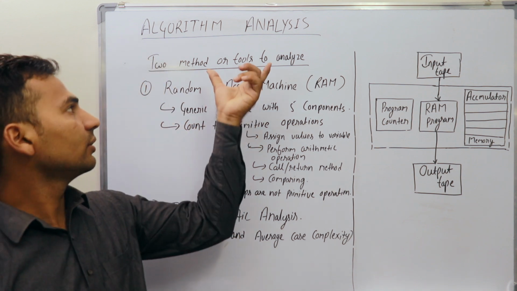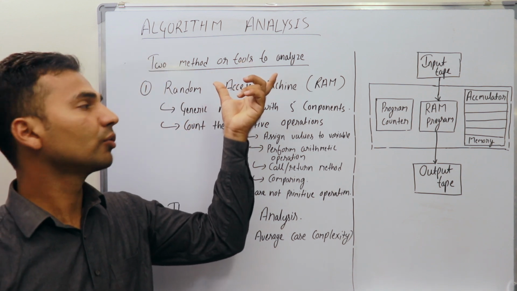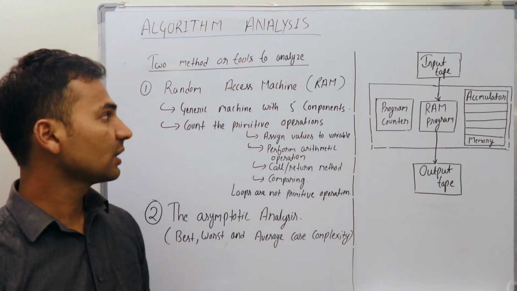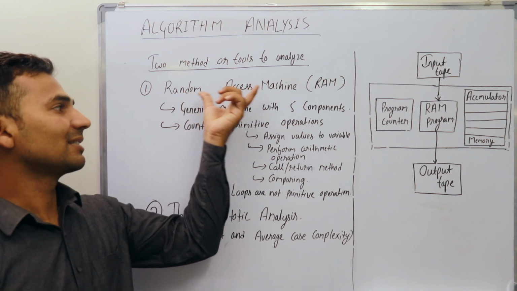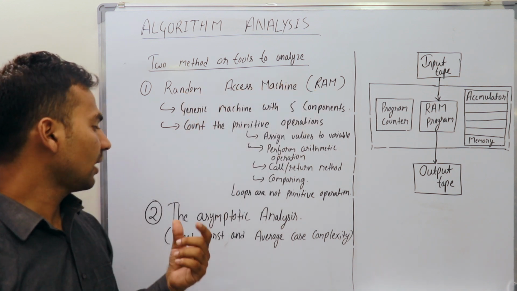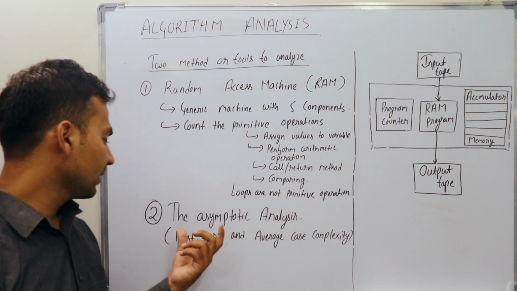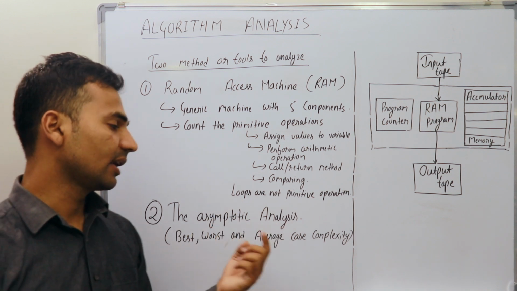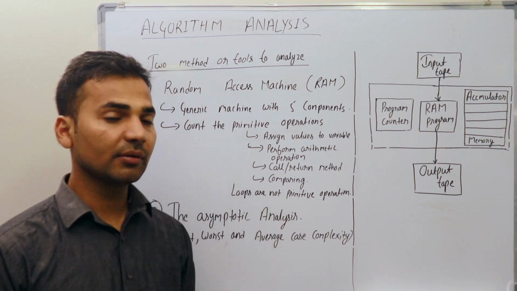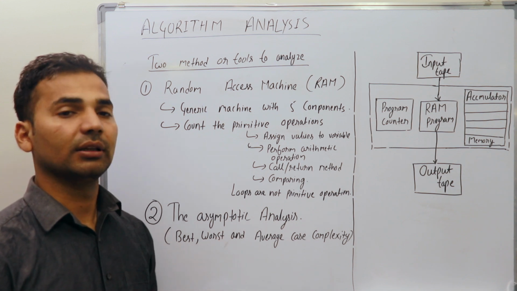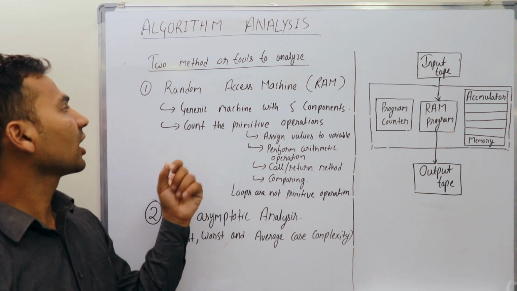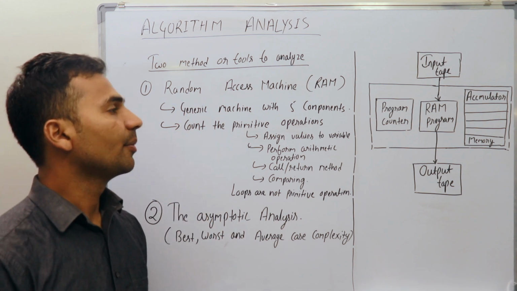To analyze an algorithm, we have two methods or tools. One is the random access machine (RAM), and the other is asymptotic analysis. Here we calculate the best, worst, and average case complexity of an algorithm. I'll cover this in a later lecture. Here I'll be talking about the random access machine.